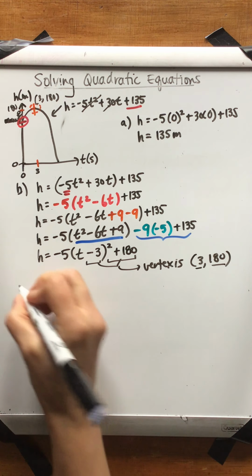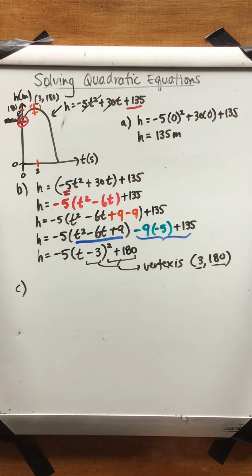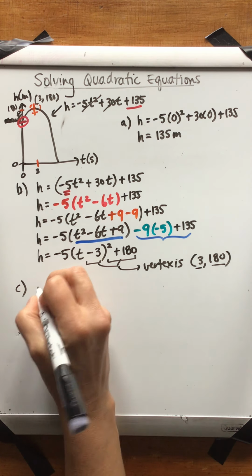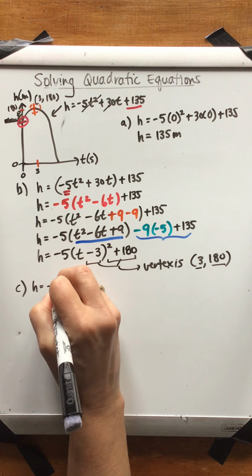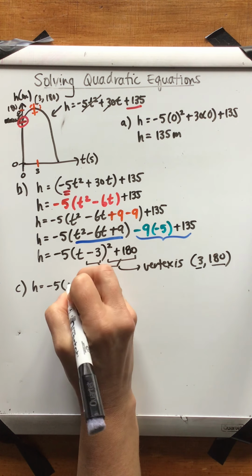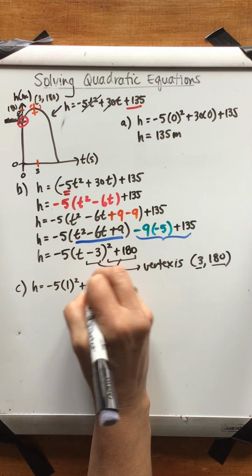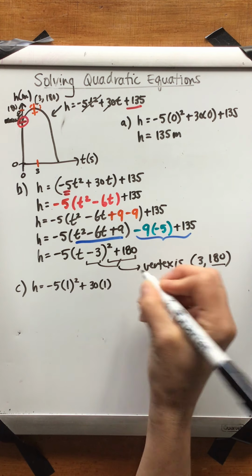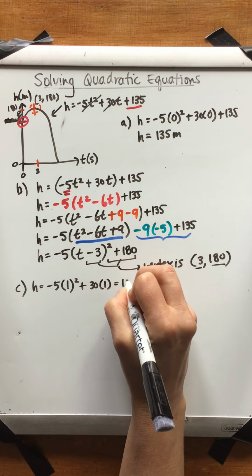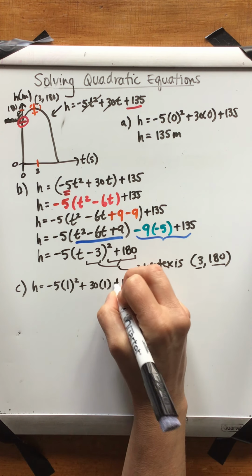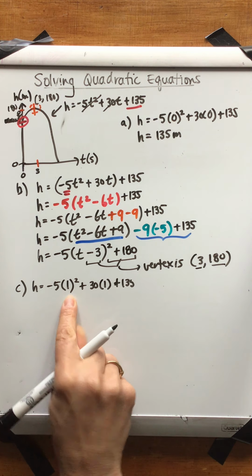Part C says, how high is the rock 1 second after it's thrown and 5 seconds after it's thrown? Let's go back to our original equation for that. What I can do is sub in that time for t. Let's put in the 1 second first. So anywhere there was a t, I'm going to sub in a value of 1. And this should give me the height at that particular time.